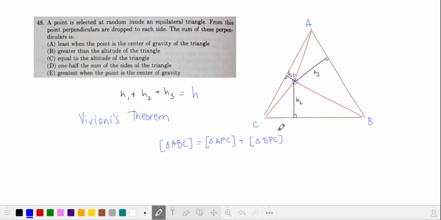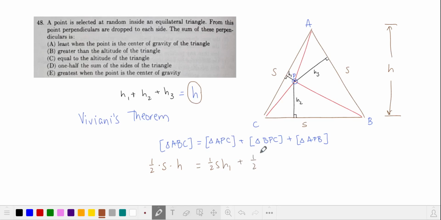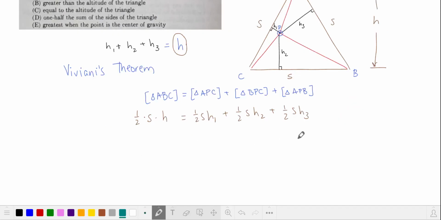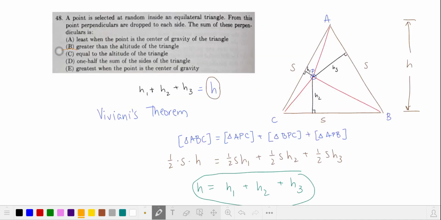Triangle APC on the left, triangle BPC on bottom, and triangle APB on the right. The area of the equilateral triangle, if it has a side length of S, is 1/2 S times H, which I'm calling the height of this equilateral triangle. On the right-hand side, the area of triangle APC is 1/2 S times H1, BPC is 1/2 S H2, and APB is 1/2 S H3. We'll multiply the whole thing by 2 and divide by S, and we get this. And that is option C.